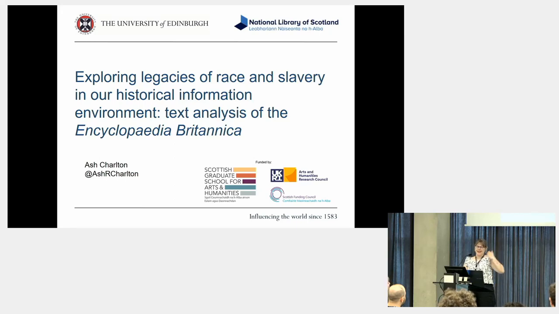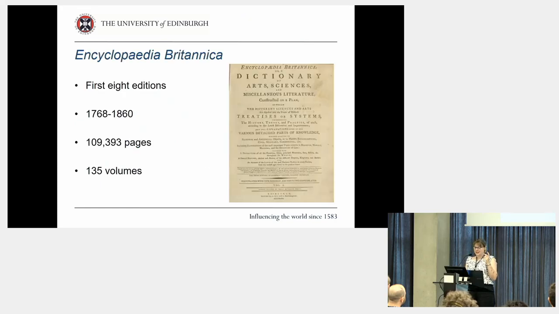So my overall work is exploring race and slavery in the early Encyclopaedia Britannica, which I'm going to abbreviate to EB from now on because it's a mouthful. My research examines the first 8 editions of EB, which covers the period from 1768 till 1860. This makes up 35 volumes, which totals 109,393 pages, which is an enormous task to look through.